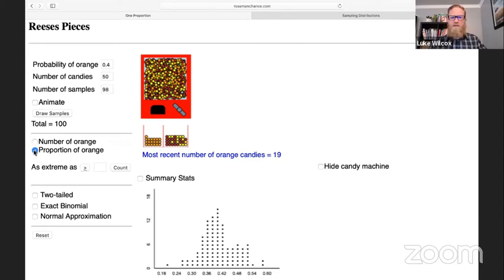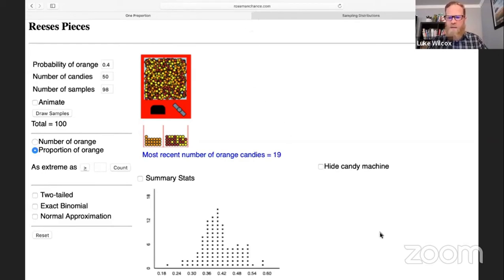And what did you notice? Let me do it again. There's the number of orange candies. There's the proportion of orange candies. Hopefully what you noticed is that the dots did not change at all. They were exactly the same as they were before. But what changed was the values on the x-axis. Instead of being the number of orange candies, we now have the proportion of orange candies.